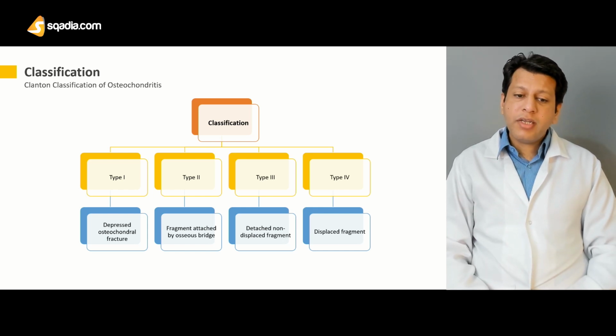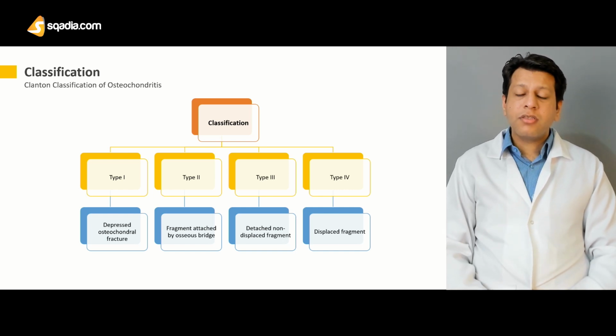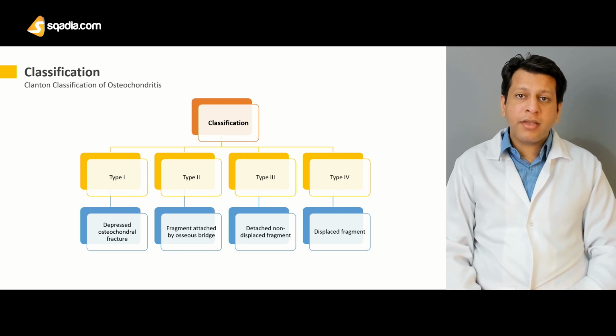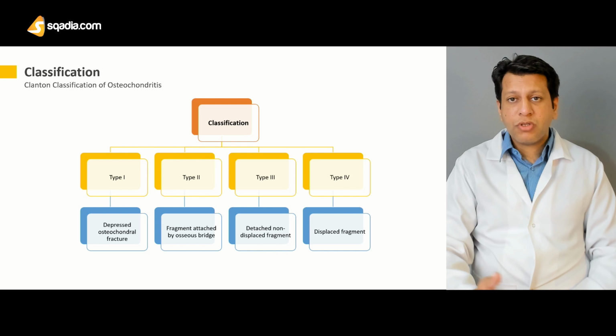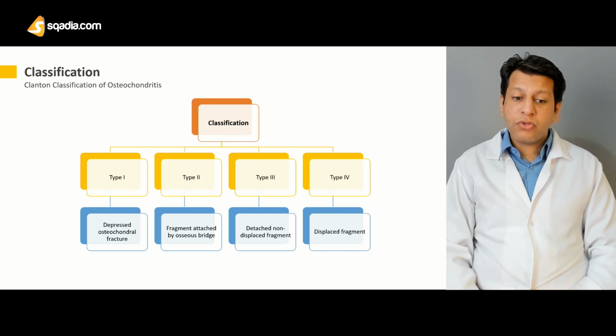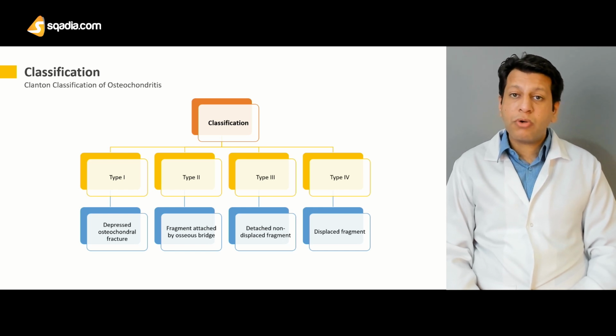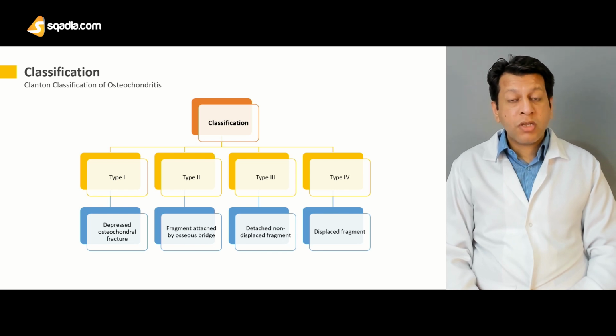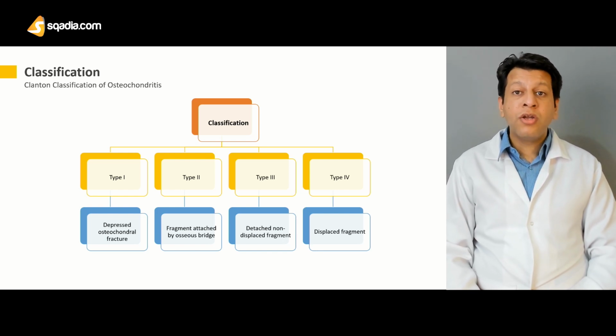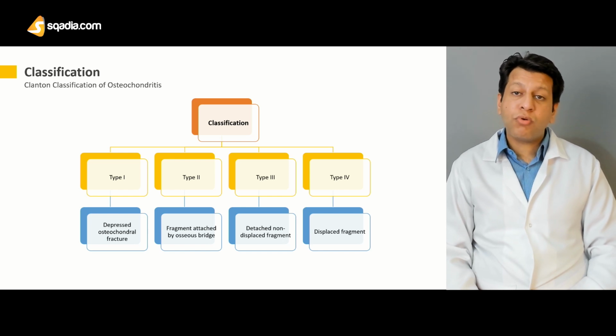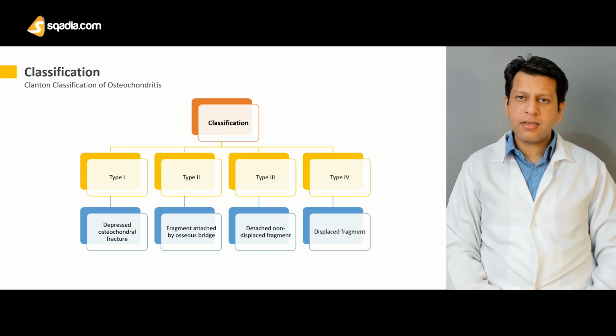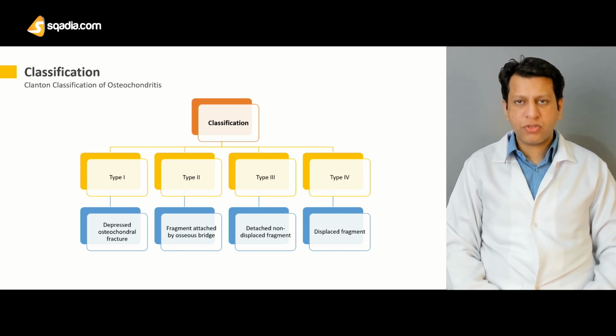So with every type, there is advancement in the disease, and as the type increases, the disease becomes more advanced and more problematic, and more is required to treat this sort of problem. Because treating a depressed osteochondral fracture may be very easy and may not require any form of surgery, but a displaced fragment which is acting as a loose body in the joint would require some surgery in the form of an arthroscopy or arthrotomy. This is the Clanton classification, which consists of type 1 to type 4, and it defines the severity of osteochondritis dissecans.